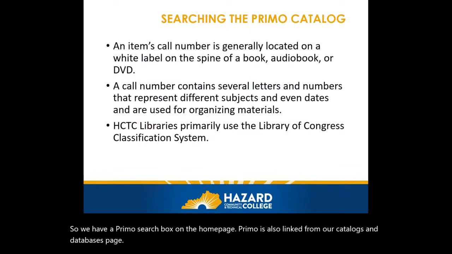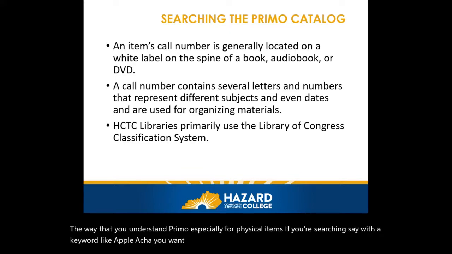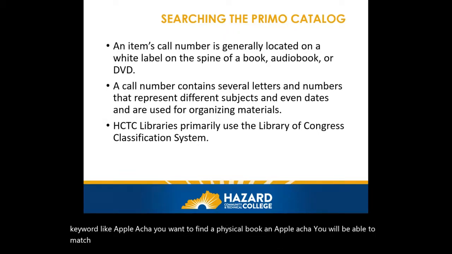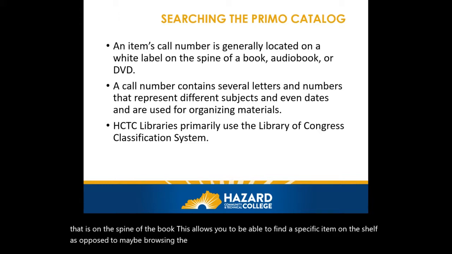The way that you understand Primo, especially for physical items, if you're searching, say, with a keyword like Appalachia, you want to find a physical book on Appalachia, you will be able to match what's called a call number from the record that you find in the catalog to the number that is on the spine of the book. This allows you to be able to find a specific item on the shelf as opposed to maybe browsing the shelves and just picking up an item that looks relevant.